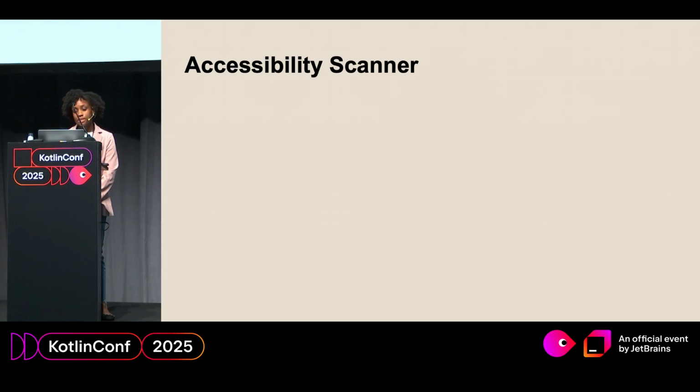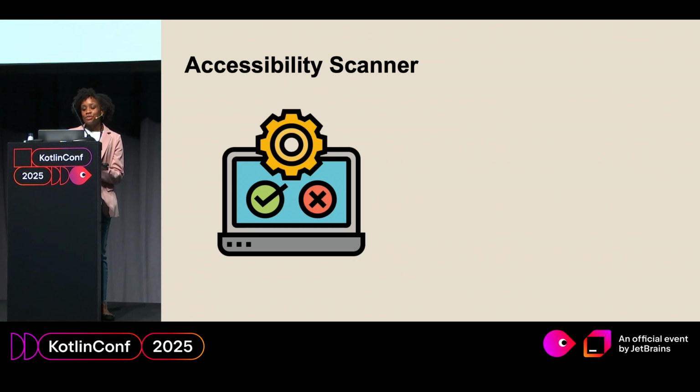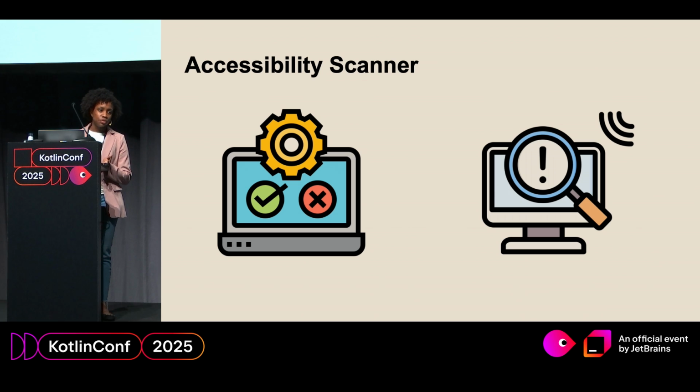So for the Accessibility Scanner, for anyone that has never used it or doesn't know what it is, it's a tool that scans the UI and provides suggestions to improve its accessibility, like small touch targets, missing or inadequate labels, and insufficient color contrast, like we went through before. And it helps you identify those common issues in your app.